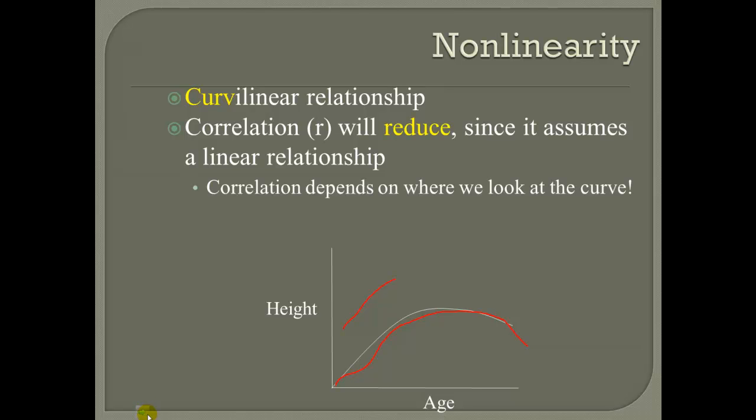And it would really depend on where we looked in this curve as to what our correlation is. Because if we looked here, we'd have a positive correlation. If we looked here, we'd have a negative. So it's not really the proper test. That's one reason you always want to run those scatter plots before you do any of these.